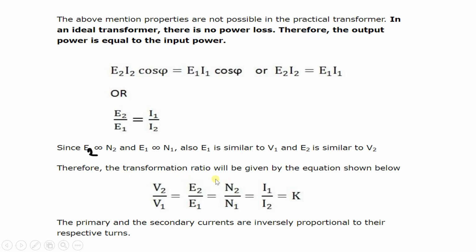So the transformation ratio will be given by the equation V2 upon V1 is equal to E2 upon E1 is equal to N2 upon N1 is equal to I1 upon I2 is equal to K. So these are called transformation ratios. The primary and secondary currents are inversely proportional to their respective turns. Here you can see that this is V2, E2, N2, but in the case of current it is I1.